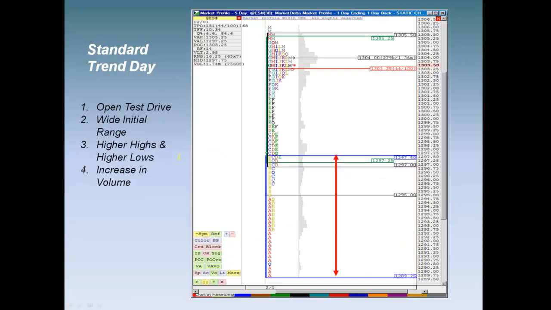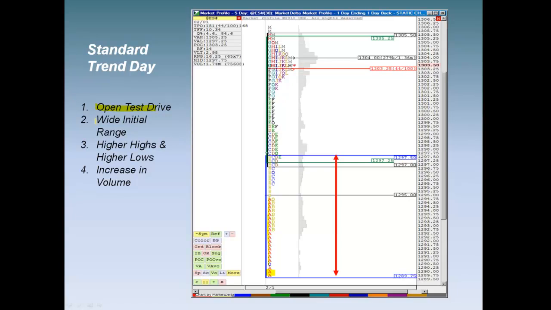All right, let's review again quickly what a standard trend day looks like. It is characterized by a number of different characteristics. First of all, the open test drive. A standard trend day is very directional in nature, be it an up direction or a down direction. We're going to see either an open drive or an open test drive. And here, in this case, we have a test drive. We dropped a little bit, and then the market continued in a set direction.